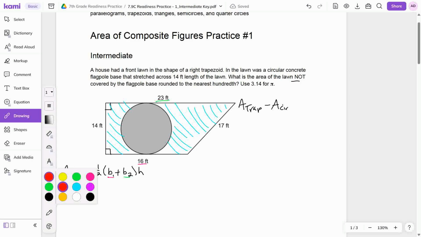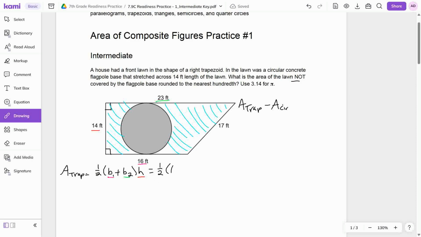Now our height in a regular trapezoid is going to be an imaginary line, because you have to have a line that's perpendicular that connects the two different bases. In a right trapezoid, you can actually use one of the side lengths. That 14 feet, since they're perpendicular lines, actually connects the two. Okay, so we can use that. So those are the numbers we need. So we're going to take 1/2 of 16 plus 23 multiplied by 14.